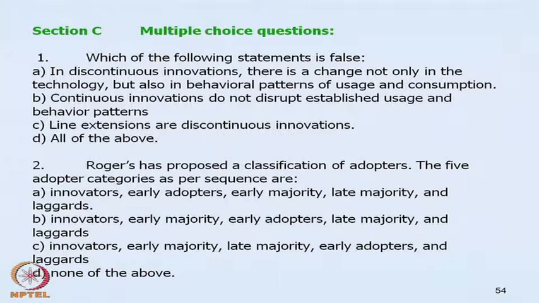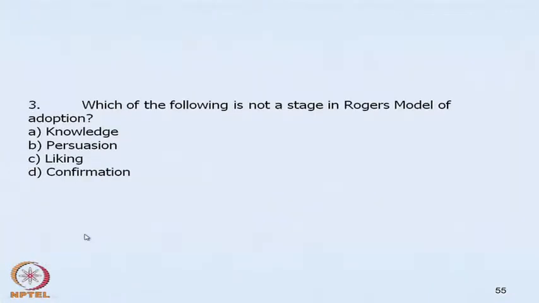2, Rogers has proposed a classification of adopters. The 5 adopter categories as per sequence are: A, innovators, early adopters, early majority, late majority and laggards. B, innovators, early majority, early adopters, late majority and laggards. C, innovators, early majority, late majority, early adopters and laggards. D, none of the above. The answer is A, which is innovators, early adopters, early majority, late majority and laggards. Finally, which of the following is not a stage in Rogers' model of adoption? A, knowledge, B, persuasion, C, liking, D, confirmation. So, the answer is C, liking.